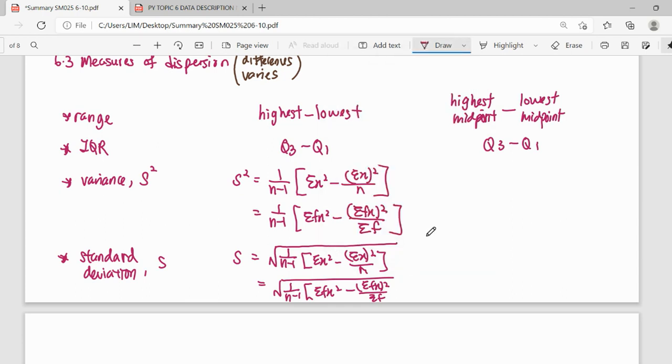When I go for grouped data, their formula is similar. We just don't have this part, because grouped data always has frequency. So their variance is 1 over n, in brackets, sum of fx squared minus sum of fx over sum of f. So when we come to standard deviation, it will be under the square root.